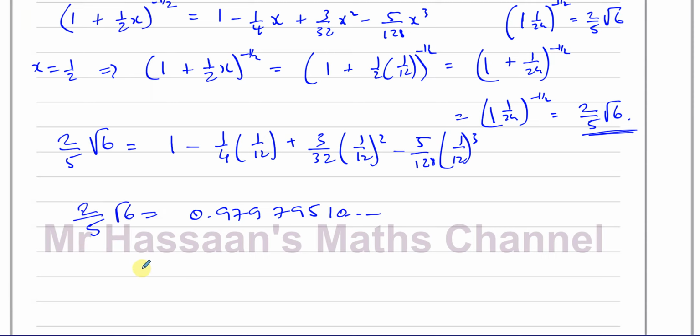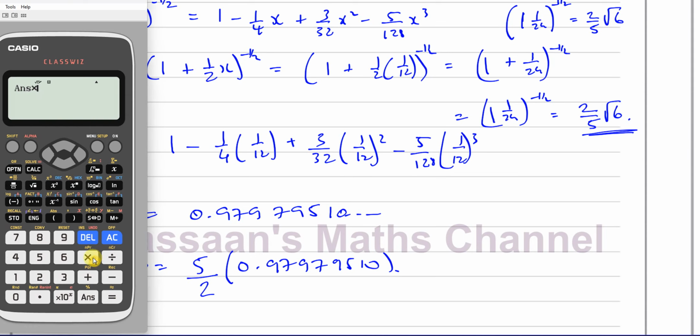So now we want to find an approximate value for root 6. We're going to multiply both sides by 5 over 2. So 2/5 root 6 multiplied by 5 over 2 will give you this side also multiplied by 5 over 2. And that should give us an approximate value now for our root 6. So we're going to take this and multiply the answer by 5 over 2.